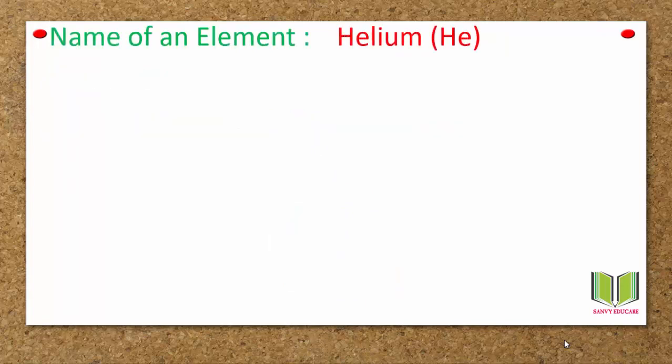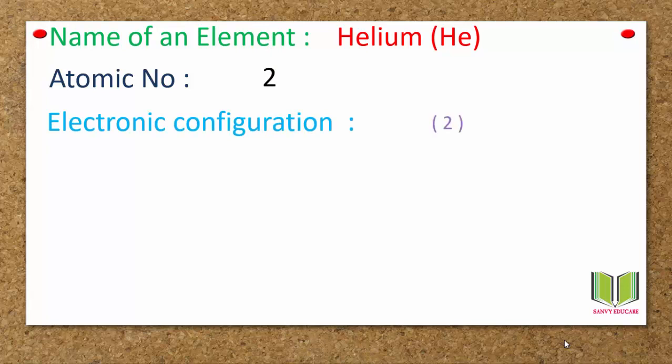Next element, helium, symbol He, atomic number 2. Electronic configuration is also 2. Structure: in the first orbit there are 2 electrons.